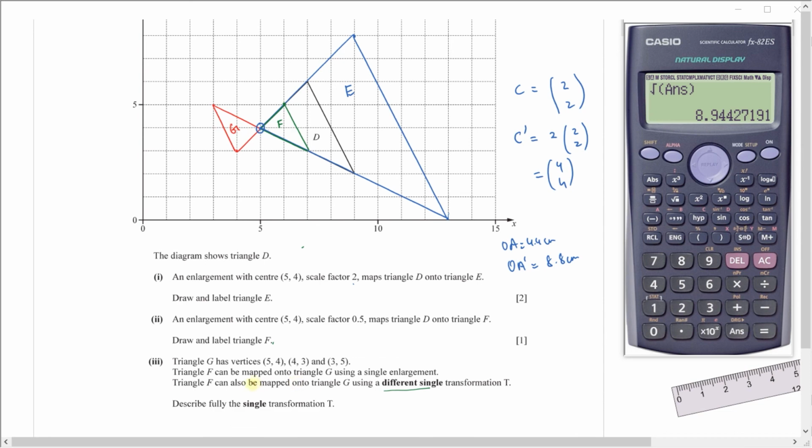Now the question asks, triangle F can be mapped onto triangle G using an enlargement. So what other kind of transformation can also map this triangle F to this triangle G? So enlargement is already given, so we have to find a different transformation. It cannot be a translation because you can see that the orientation of this triangle F has changed. If it was a translation, it would have simply moved right or left or up or down, and the orientation would have still remained the same. So translation is out of the question.